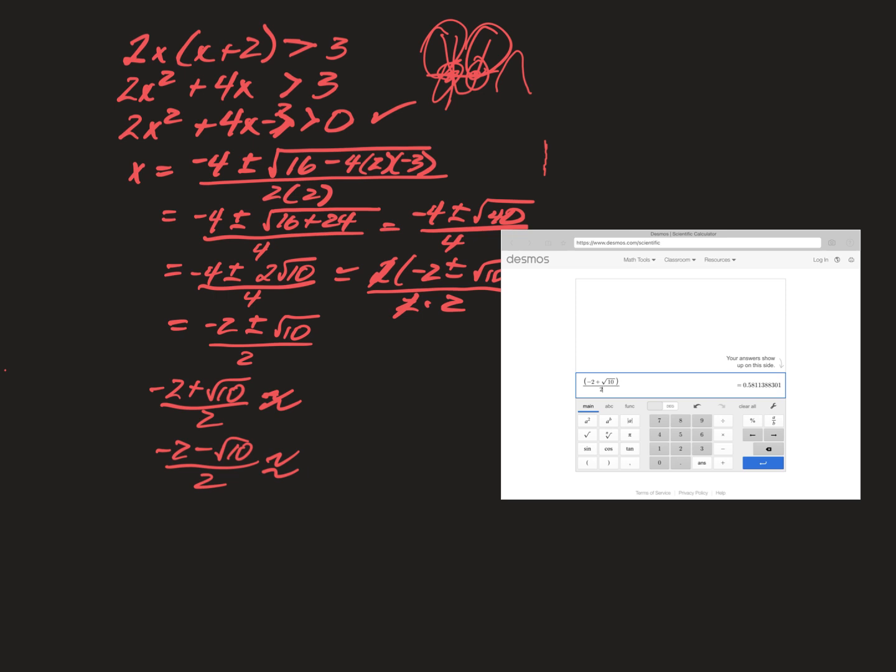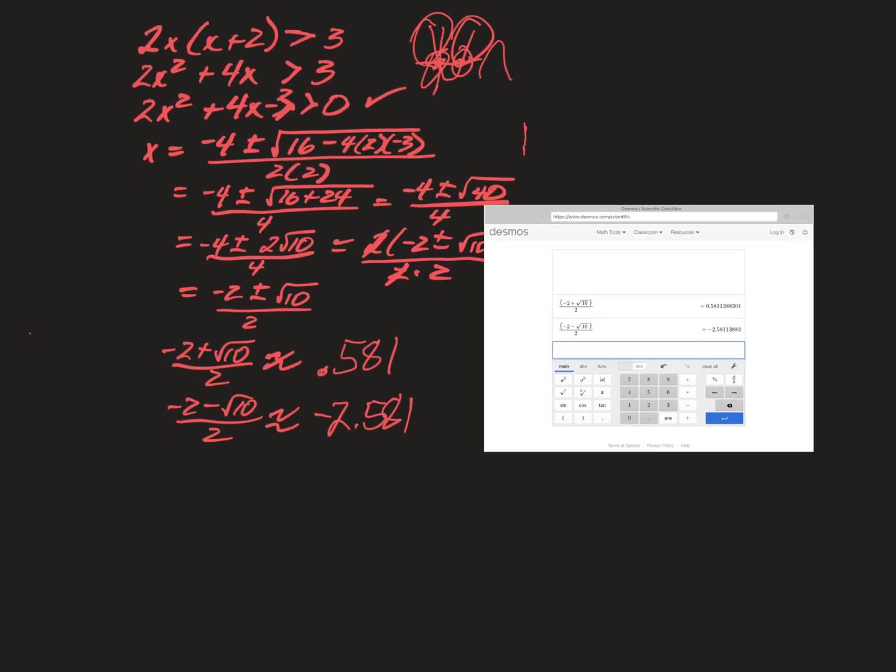And then let's do the next one. All right. So we'll do the parentheses right off the bat. -2 minus the square root of 10, divided by 2. Whoops. Is equal to -2.58. Okay? And so now that we have those, 0.581 and -2.581, we can now set up our number line.